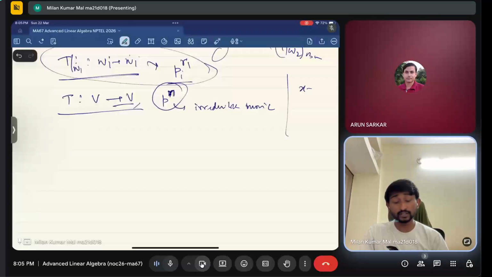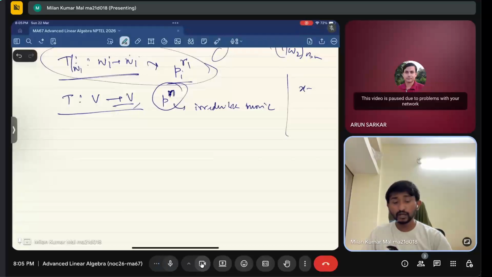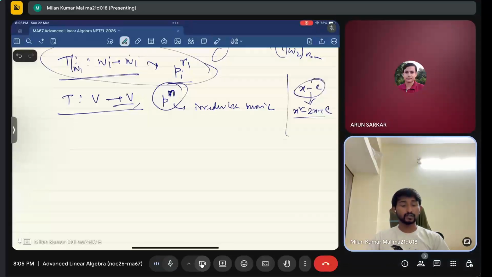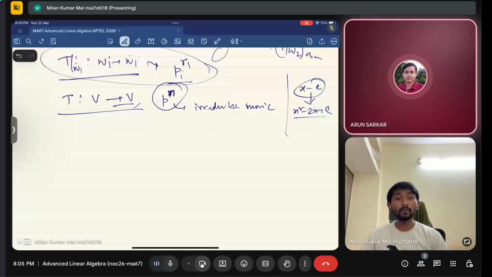Yes, it can have, not necessarily. Irreducible means that x minus c itself is an irreducible polynomial. But for x square minus 2x plus something like that, c is there, for example. That does not say that an eigenvalue is not there. Both of these are irreducible, but this one is not irreducible.